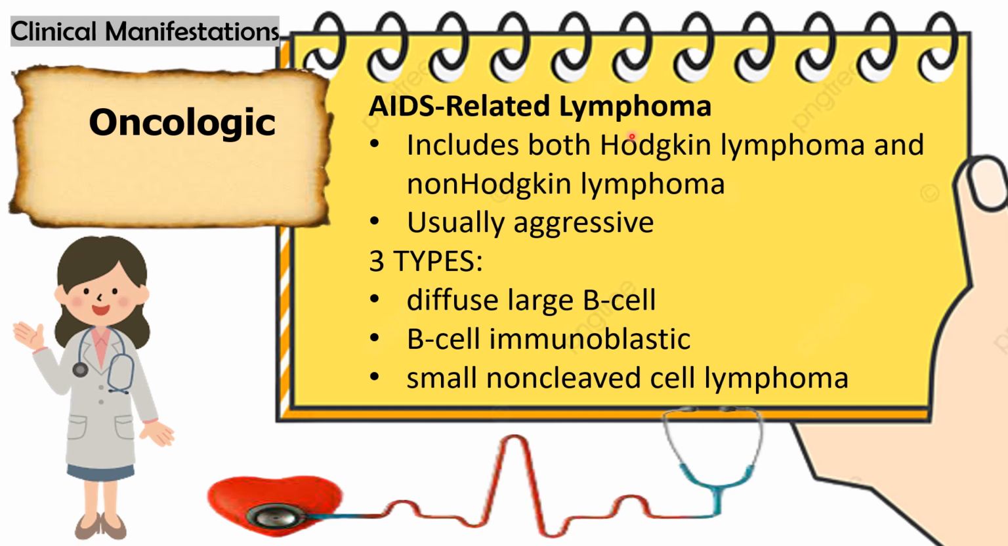So AIDS-related lymphoma includes both Hodgkin lymphoma and non-Hodgkin lymphoma, and this is usually aggressive. There are three types. These are the diffuse large B-cell, B-cell immunoblastic, and small non-cleaved cell lymphoma. So non-Hodgkin lymphoma is actually more common. So the symptoms include weight loss, night sweats, and fever. So the complete blood count might be abnormal and the biopsy will confirm the diagnosis.